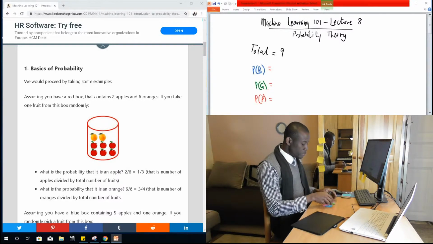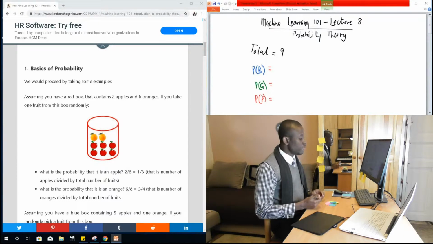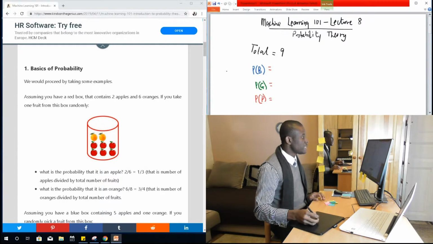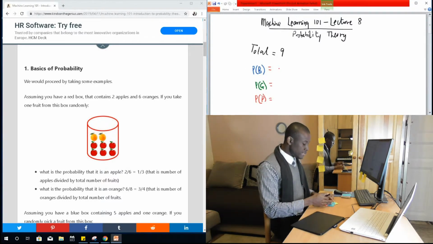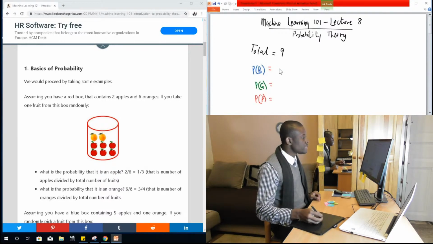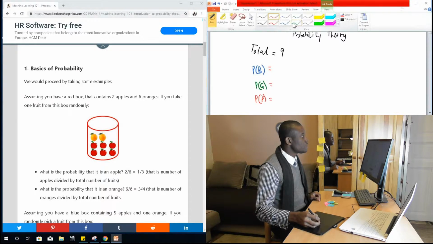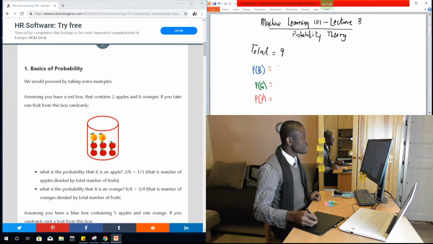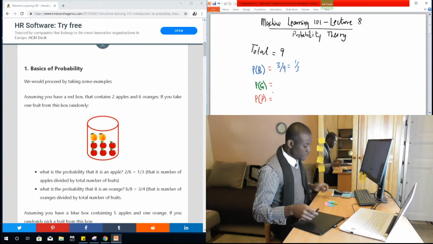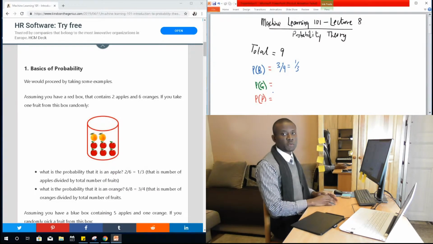So what are these probabilities? The probability that I select a blue paper is the number of blue items divided by the total. So it's going to give us 3 over 9, which is equal to 1 over 3. And the same thing goes for all of them. So let's try to see if this works. It means that I have a one-in-three chance of selecting a blue item.